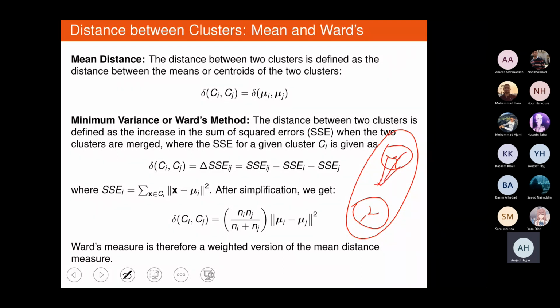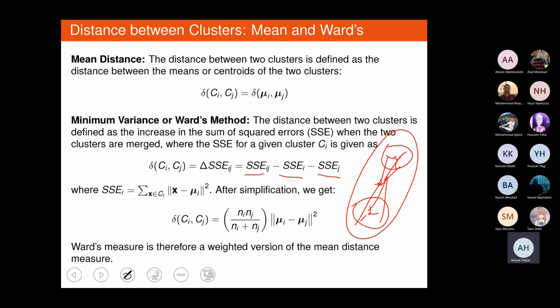The new SSE is certainly, we can prove it, bigger than the sum of the initial two SSEs. SSEij, I know for sure that it's bigger than SSEi for cluster I plus SSEj for cluster J. The grouping always increases the SSE. The more clusters we have, the smaller SSE we get.